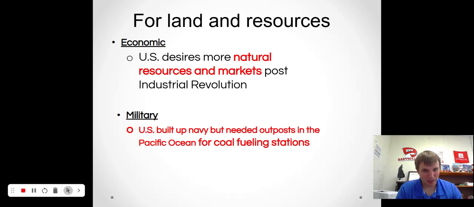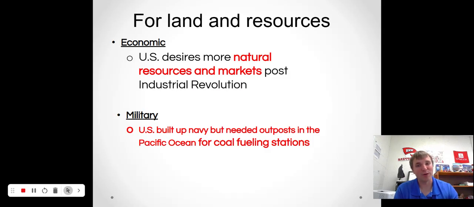So we needed these islands, right? And even in this hemisphere, in the Atlantic Ocean, the Caribbean, we needed islands to fuel our ships. So the military factor was a significant factor as well. That was another motive for imperialism.